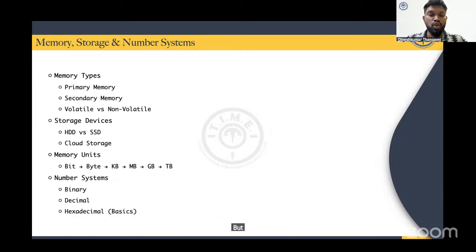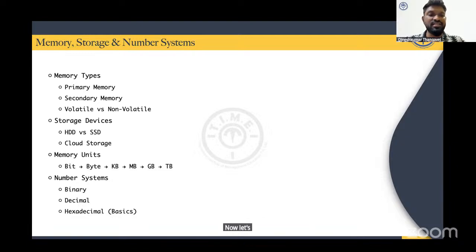But SSD, no, right? So let me revise quickly. Three aspects I like to say: speed, noise, and moving parts. Speed: hard disk is slower, SSD is faster. Noise: hard disk, yes, there will be a noise, but SSD is silent. Moving parts: hard disk, yes, we can move. SSD, no. So whenever the question says fastest storage, choose SSD.